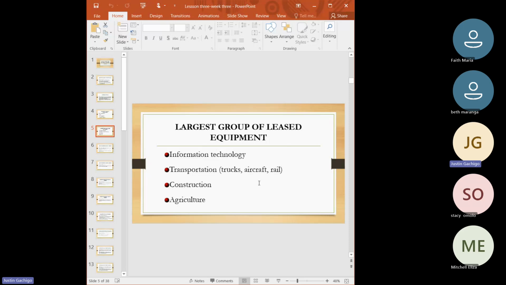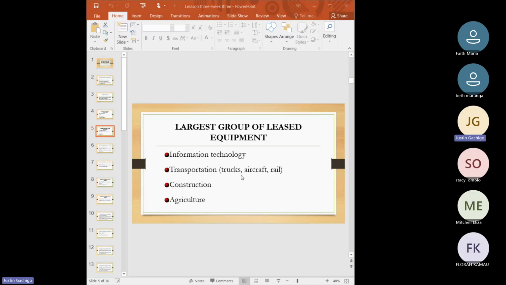spaces in their servers. Transportation, so you can lease a truck, you can lease aircraft, which is very popular with our politicians, or you can also lease maybe a railway to transport industrial goods, maybe from Mombasa or from one port to the destination.